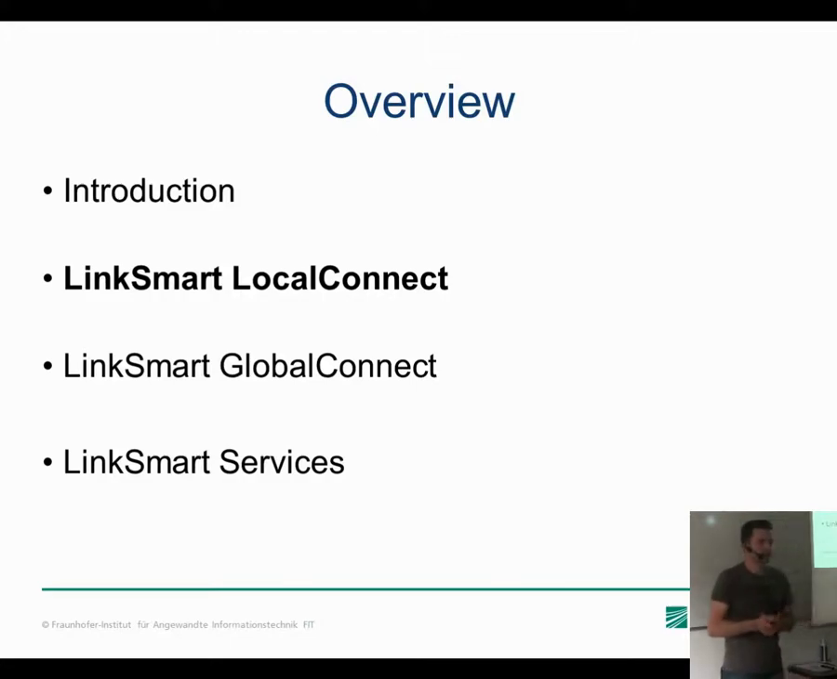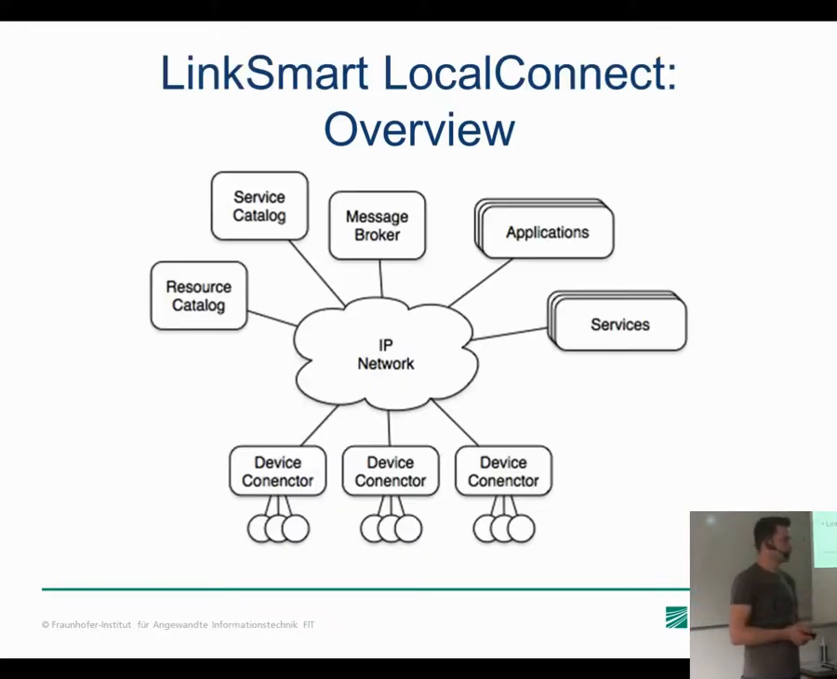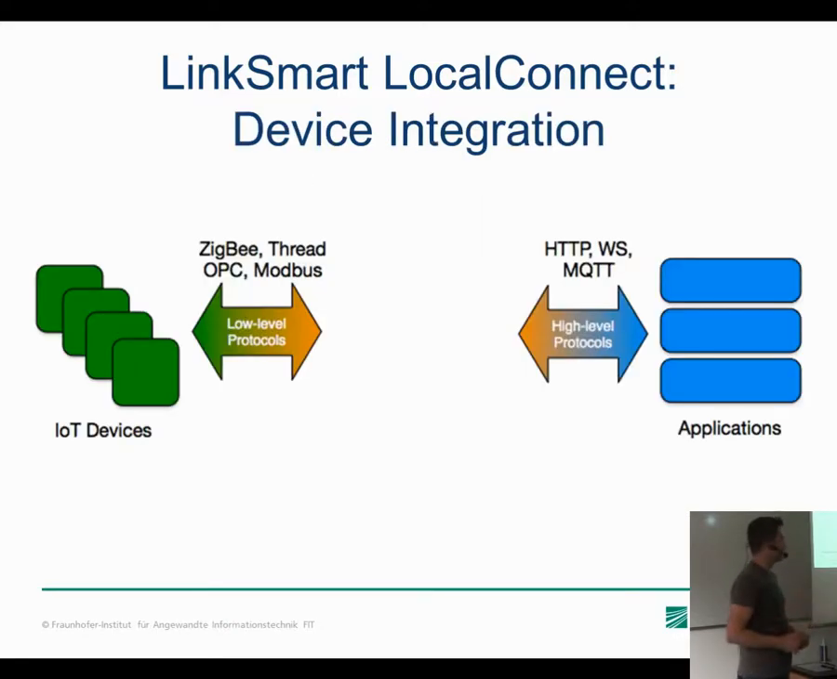So I'm going to start with the LocalConnect and then go over the other projects. The LocalConnect, as I mentioned, focuses on private IP networks, on integrating IoT devices, which you can see at the bottom, with the device connector, the integration components, which I'll explain on the next slides. Its goal is to enable the applications and services, which you can see here, to communicate with these devices. In addition, the LocalConnect provides several services as the infrastructure for those applications and services, which include the resource catalog and the service catalog, which I also briefly explain in the next slides.